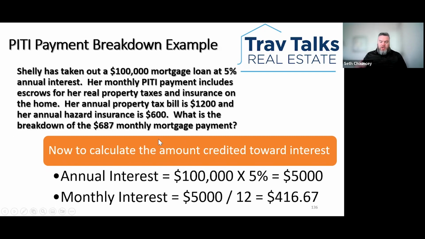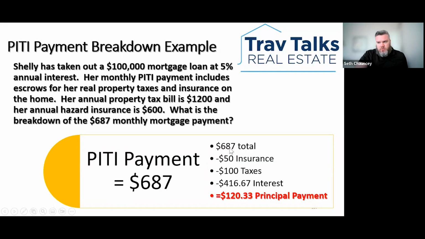So here's where the other part of this question could come into play. If we were dealing with calculating the interest, obviously when you subtract out the part that's going towards taxes and insurance, everything that's left is the principal and interest payment. And so if you calculate your loan amount times your interest rate, that gives you $5,000 for annual interest, divided by 12 would give us monthly interest. And so then you can figure out how much of this is also allocated towards principal using that methodology.